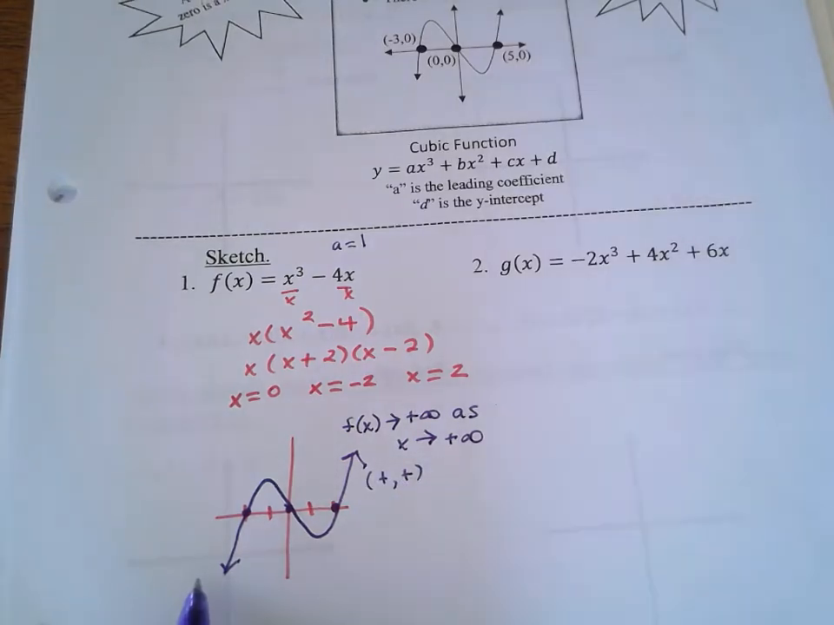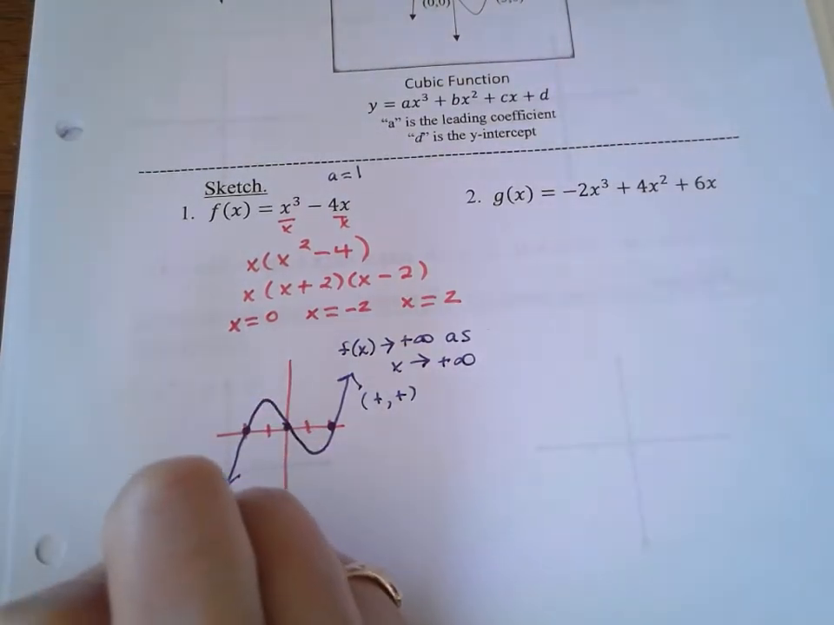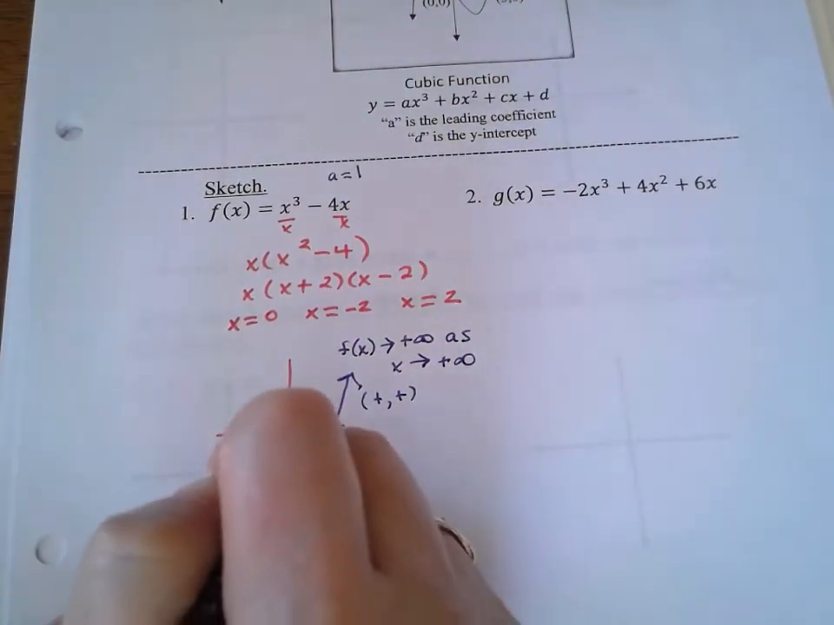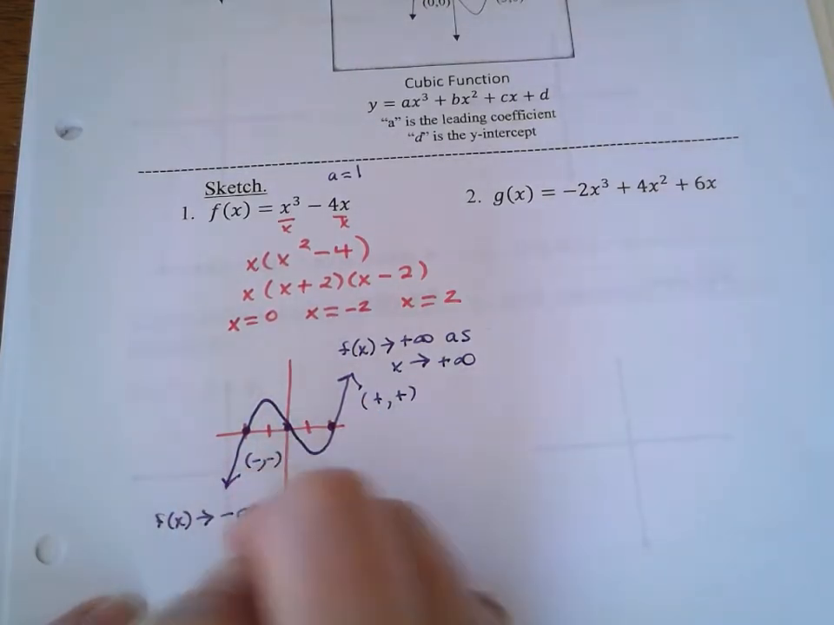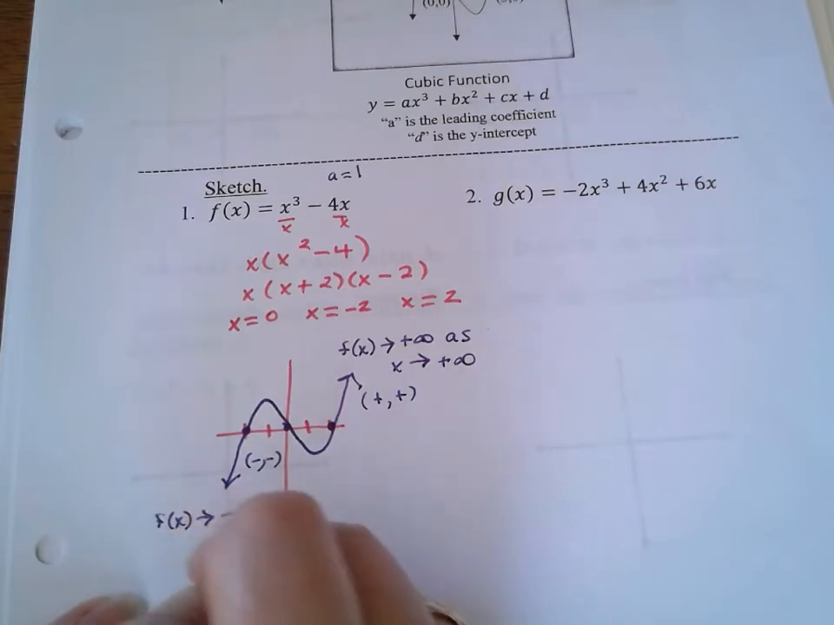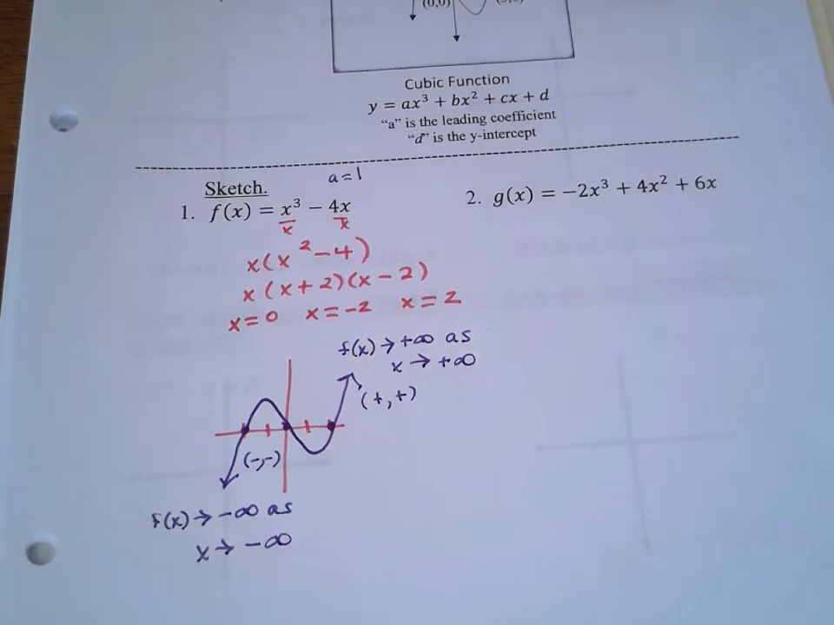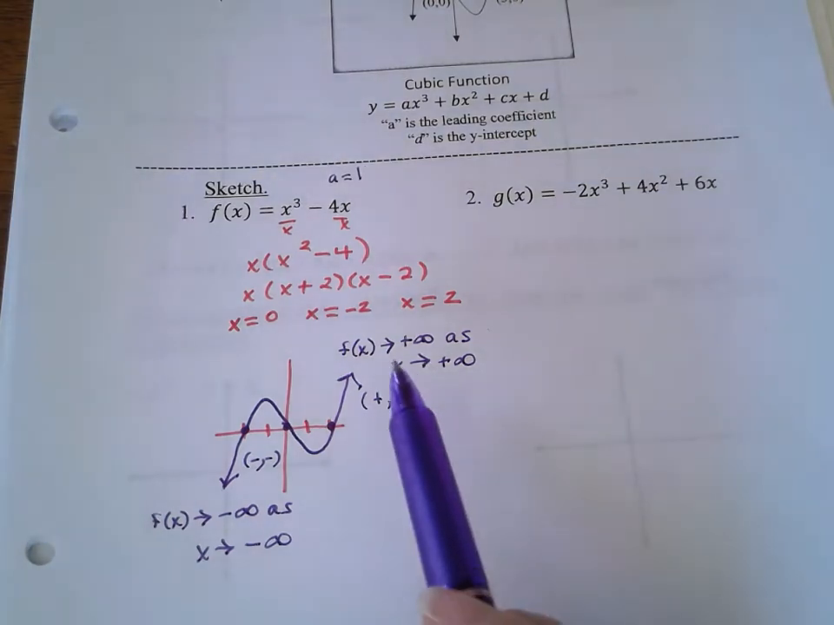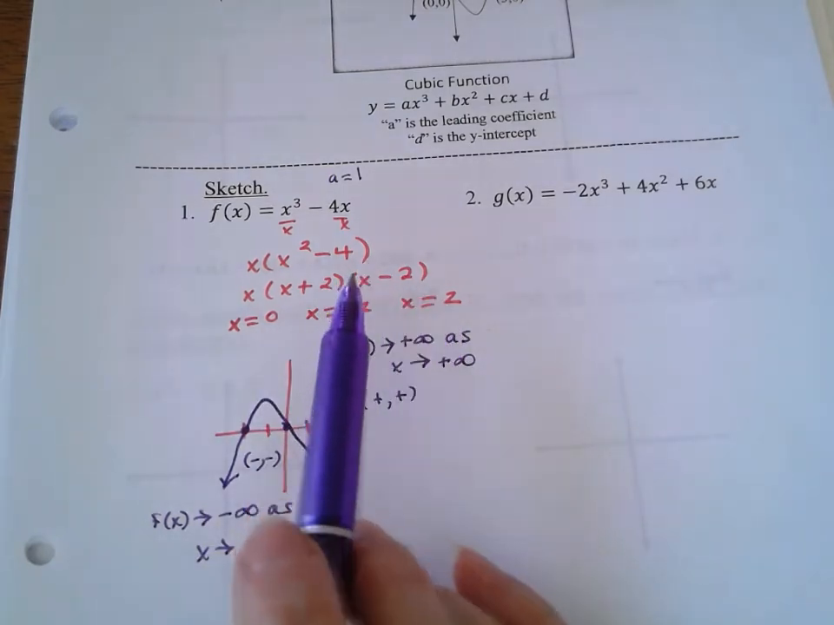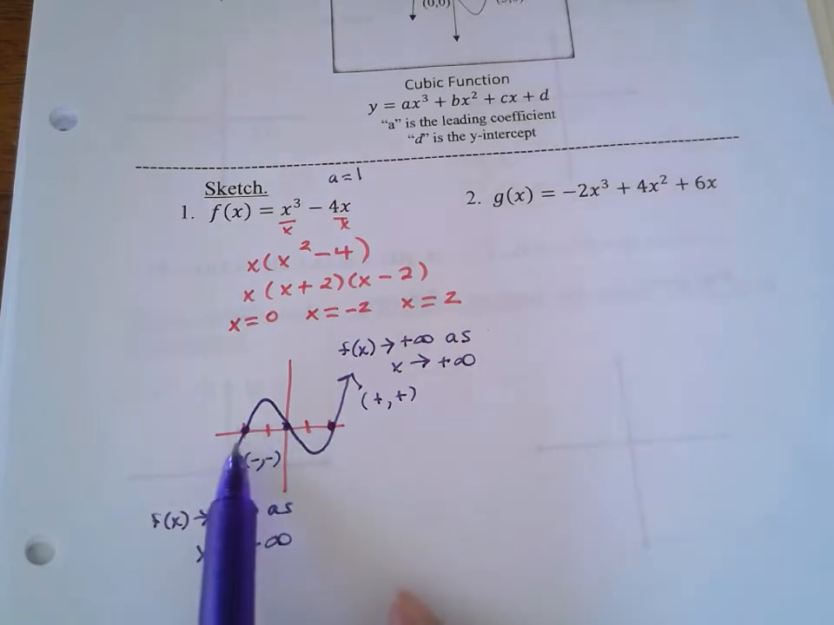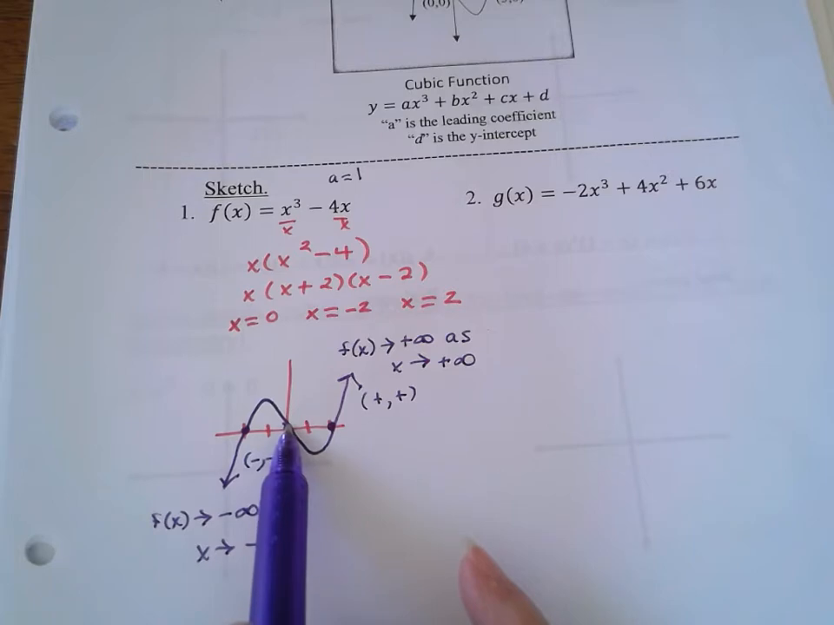If we were in the third quadrant, f of x approaches, in the third quadrant everything is negative, so negative infinity as x approaches negative infinity. So there are the end behaviors, there are the solutions, the sketch, making sure that we hit all of our x-intercepts and that we know that our y-intercept is also 0, 0.